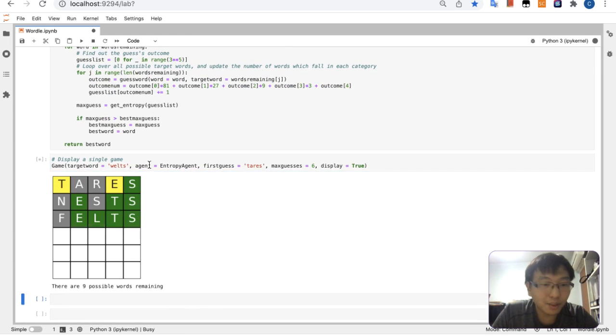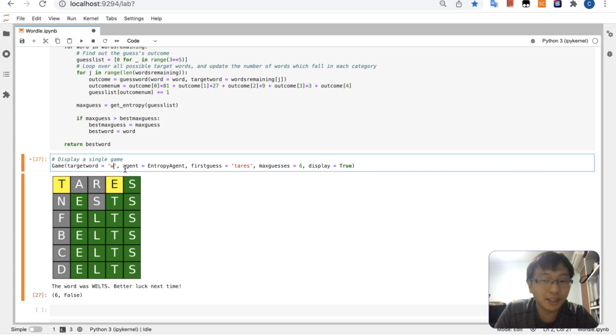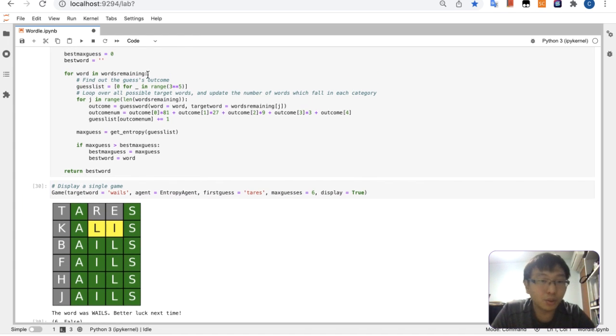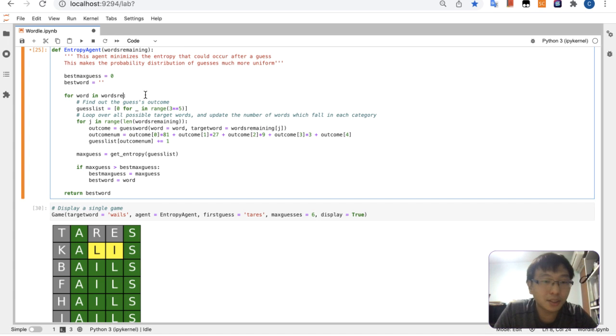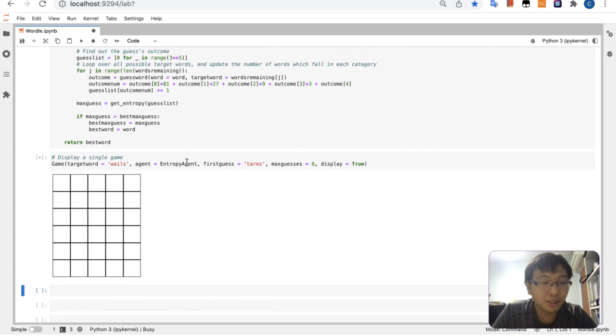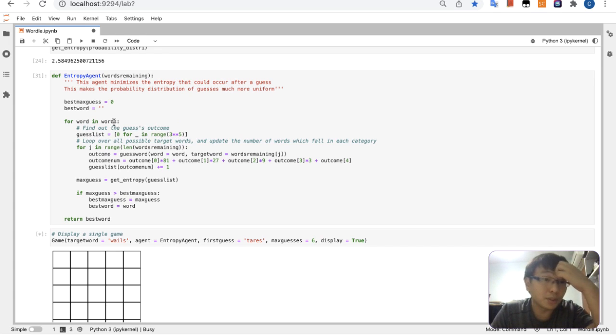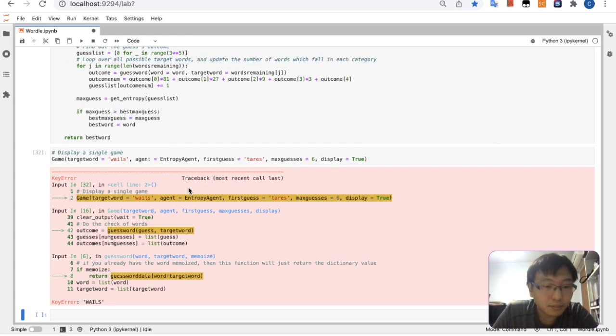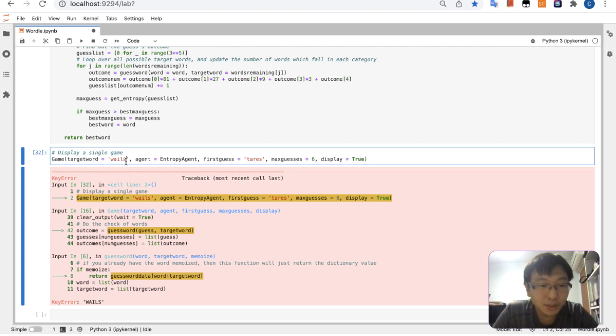Okay, so you see, Wells is one of the failure cases. Wales, how about Wales? So if we don't let it go to all the possible words, then there might be a chance of failure. So now we let it look through all the possible words as the guesses. Yeah, it always fails here. Not sure why this happens.